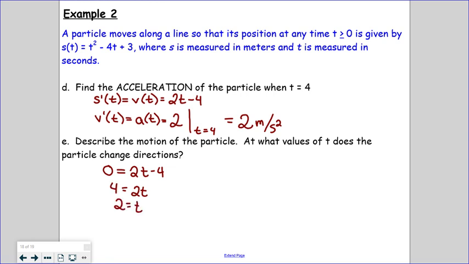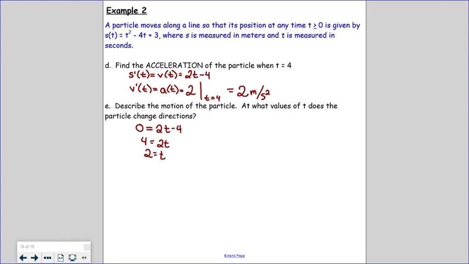And I see that my velocity function is going to be 0 at time equals 2. And what I want to know is what's it doing on either side of that time. And so a lot of times we'll utilize a number line in here to kind of create a sign chart. I don't really need to know exactly what the numbers are, but I need to know if they're positive or negative.